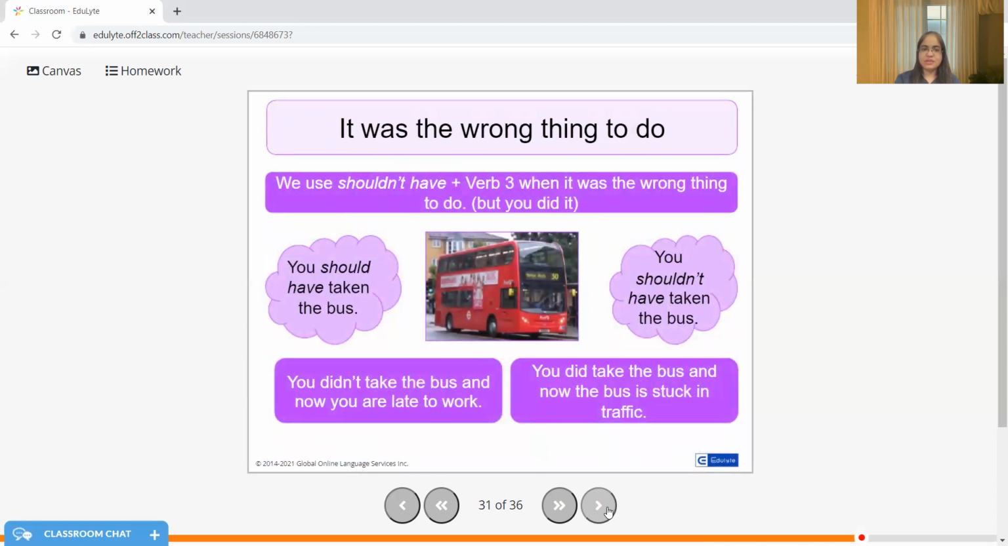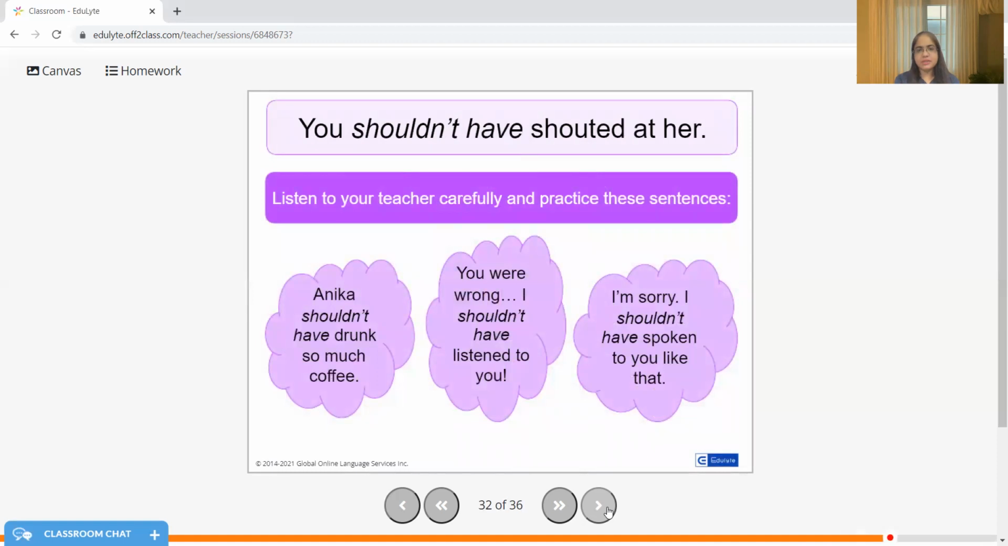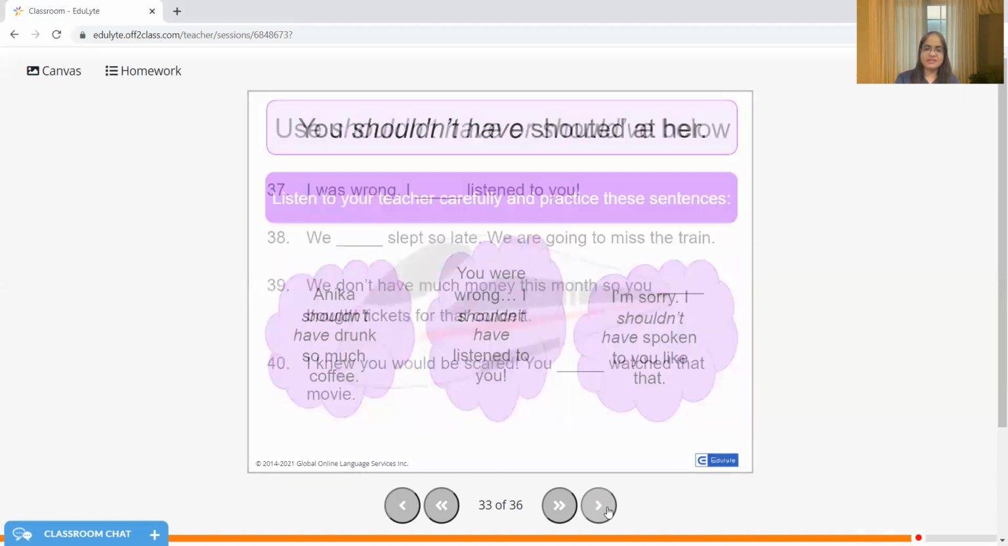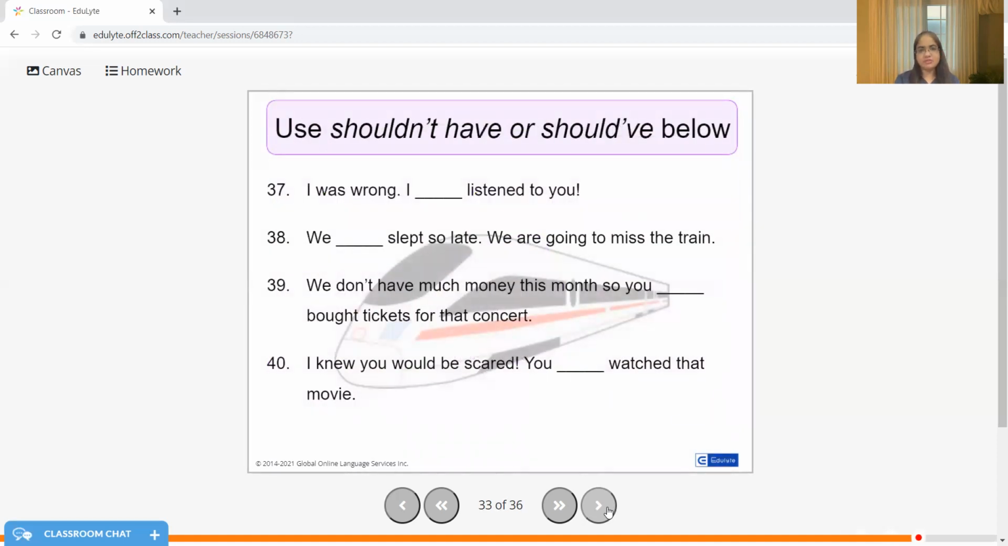So you should have taken the bus, you should not have taken the bus. I'm just adding not because I'm suggesting the other way. Like this, you can make up different sentences. Anika should not have drunk so much coffee. You were wrong. I should not have listened to you. I'm sorry, I should not have spoken to you like that. I hope now you are able to witness the difference. Let's fill up the blanks together.